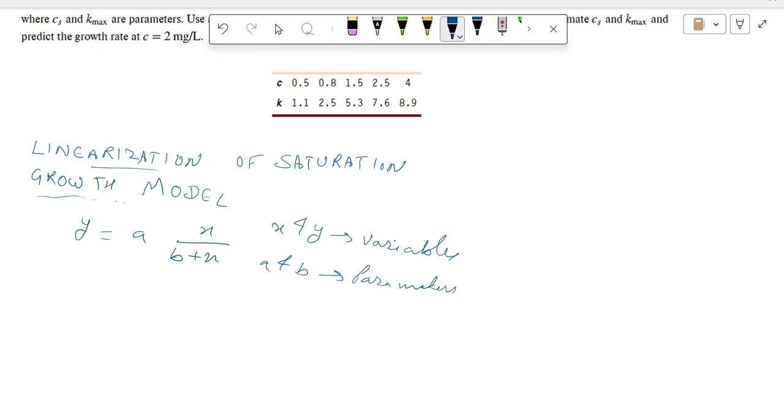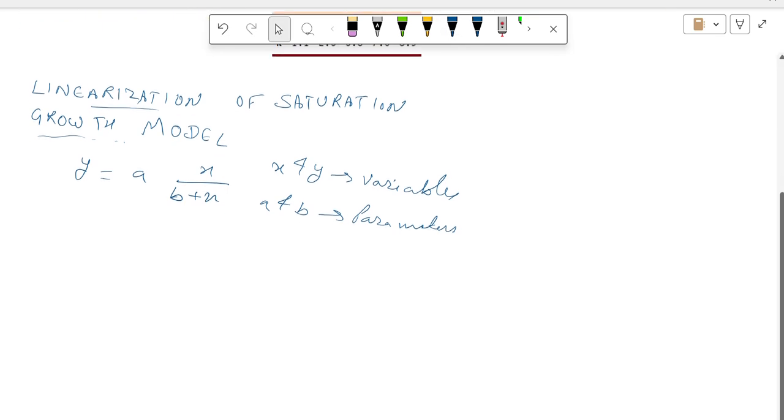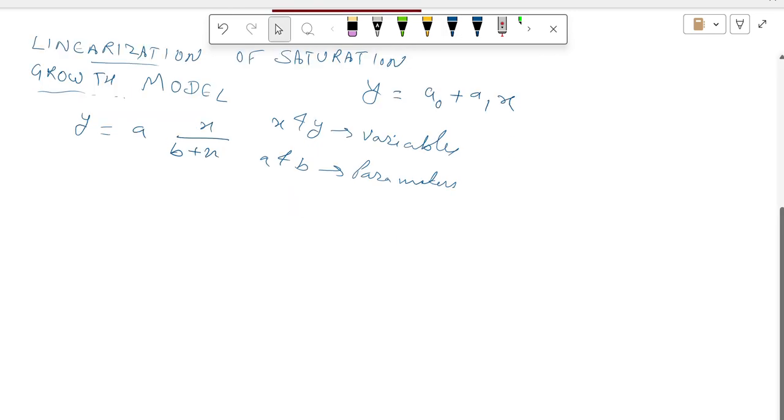So in order to solve this, what we can do is convert it to something comparable to our standard equation for a line, which is y = intercept + slope times the x variable. So how would you do that? You can do that if you look at this equation.